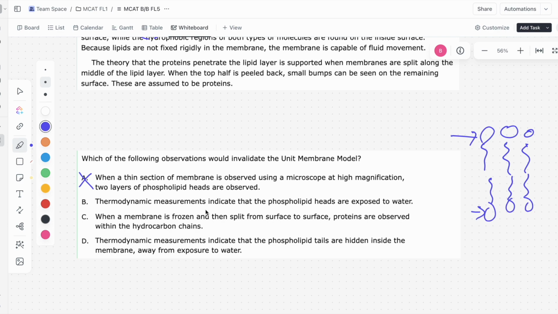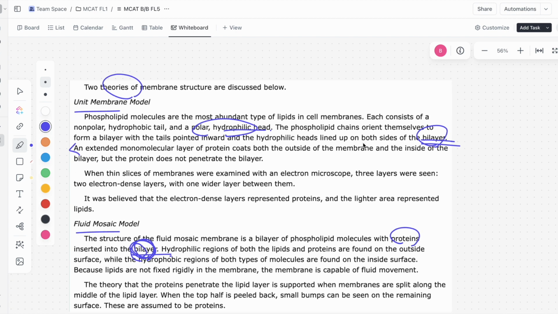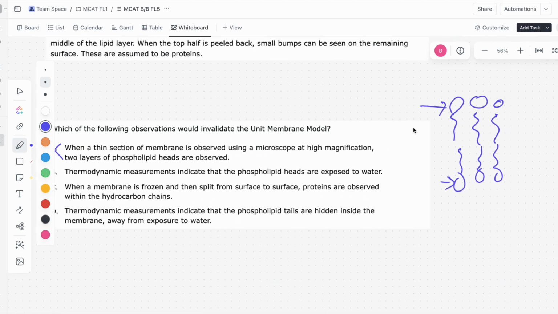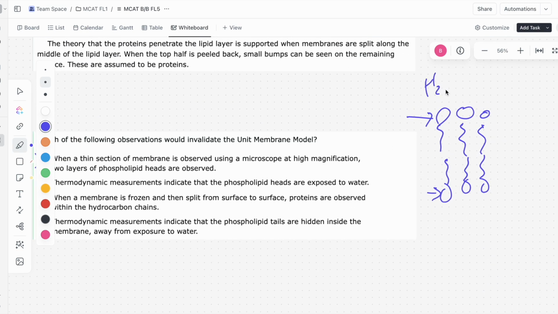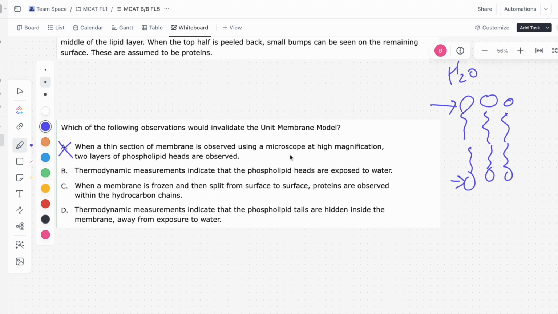B says thermodynamic measurements indicate that the phospholipid heads are exposed to water. The unit membrane model suggests that the polar hydrophilic heads would line up to interact with water, right? So the tails point inwards and the hydrophilic heads line up on both outsides of the bilayer, so that these heads can interact with H2O. So B would fall in line with the unit membrane model. Again, this would not invalidate the unit membrane model, meaning B has to be incorrect.